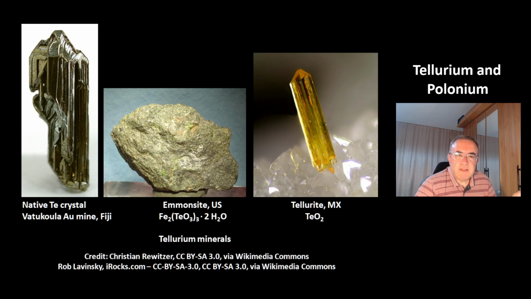These are 3 examples for tellurium minerals. At the left, that's native tellurium crystal from Vatukula gold mine in Fiji. In the middle, that's emmonsite from the USA, which is iron telluride dihydrate. And at the right, that's tellurite from Mexico, which is tellurium dioxide.